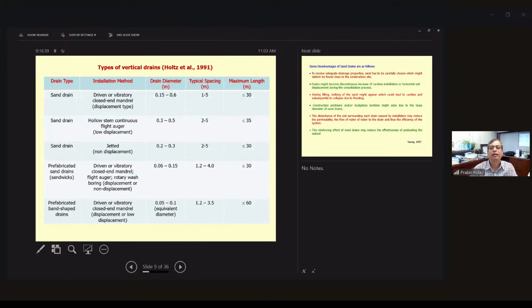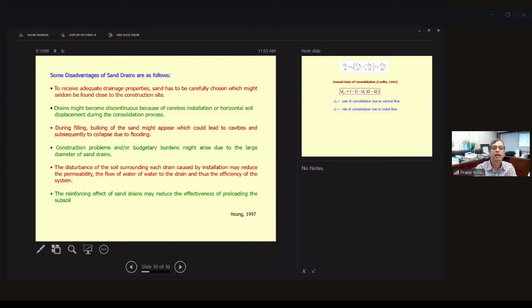So these are the different installation methods for vertical drains. The idea is basically you use a mandrel, just a steel pipe, then take out the pipe, and then fill it with sand, and then take out the pipe. Okay. So there are different diameters, different spacing, different lengths, and how the sand drain is installed at the site. We're going to go into detail here.